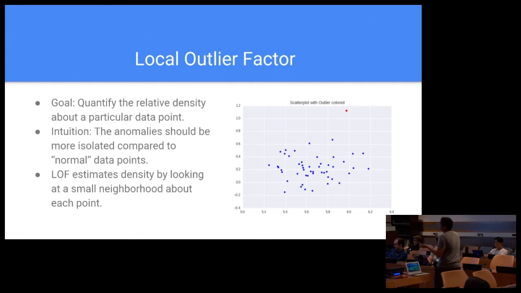And so the question behind this is that the anomalies should be more isolated compared to the normal points. Like that red point up there, it's more isolated from all the other points. And the idea is if we quantify the relative density around that point, it should be much less than the relative density of every other point. And so the goal of local outlier factor is that we're going to want to estimate the density about a point, how many points are around it.